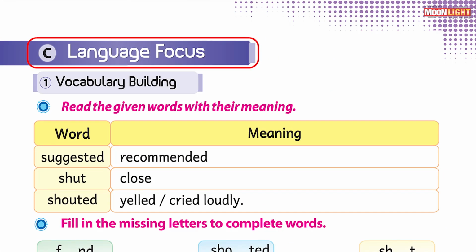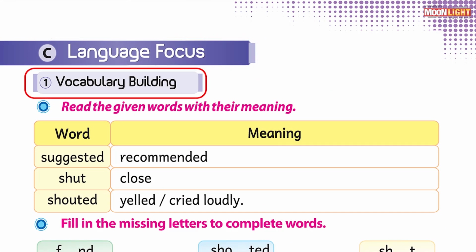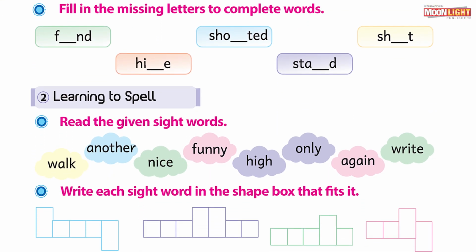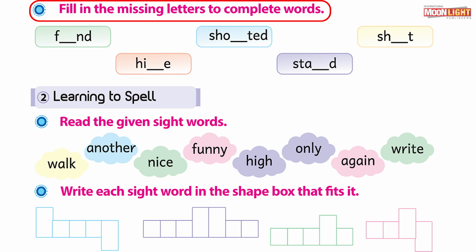The first category of language focus is vocabulary building. We have already completed vocabulary building while reading the text. Let's move to our next question. We have been given some words, but they are incomplete as some of the letters are missing. We are going to complete these words. You have to listen to me carefully and then observe and find which letter is missing.